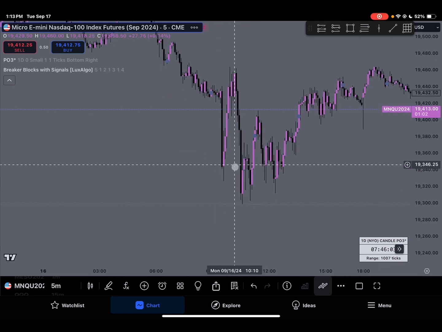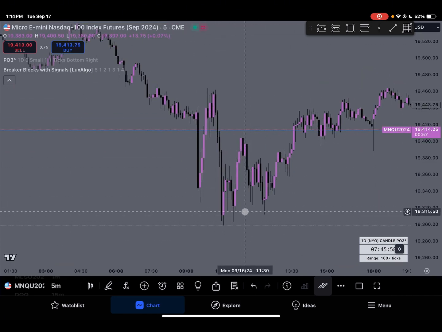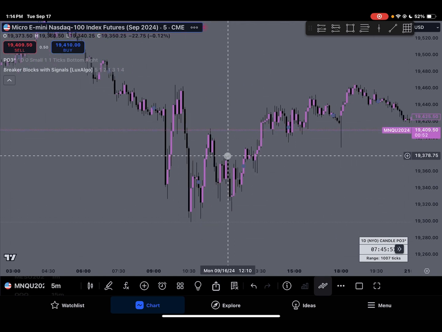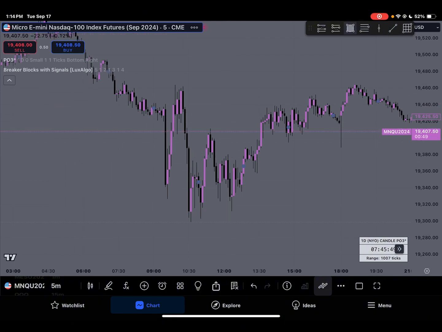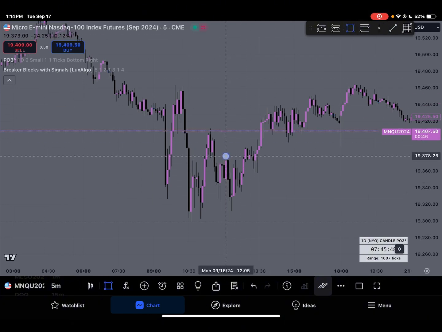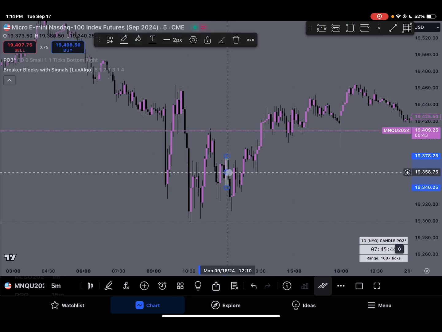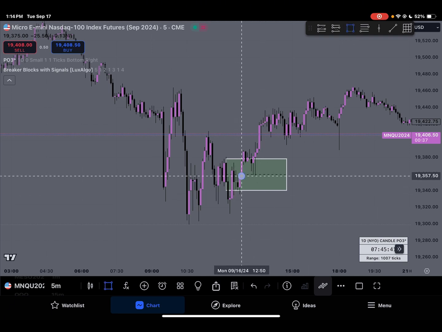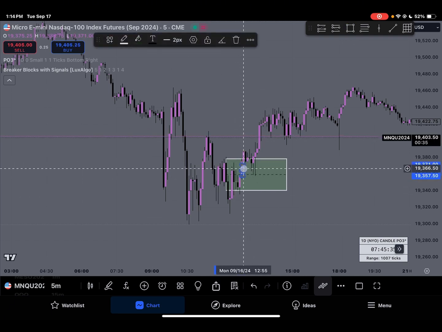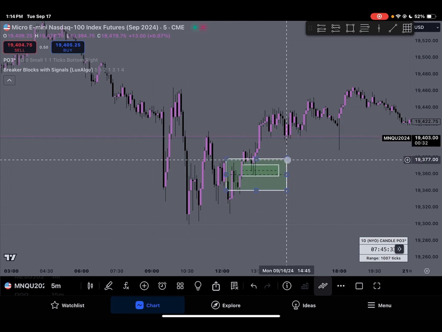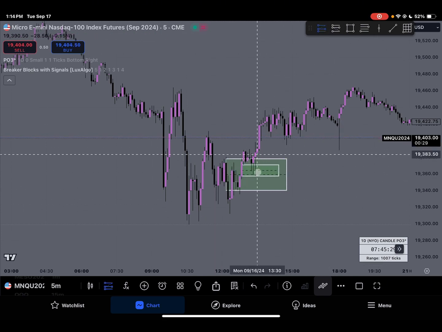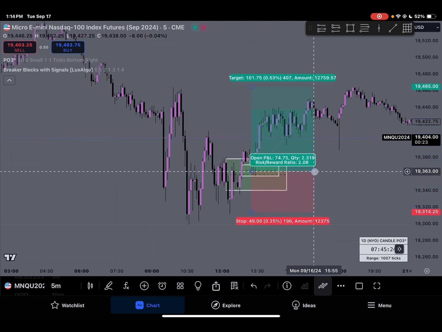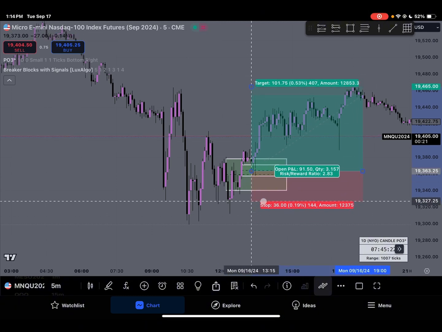But here, right here, I just know this is a breaker right here as well. A bullish one, by the way. And what is in here? Fair value gap. Unicorn model, perfect. Look. Target there. Target is high. Right there.